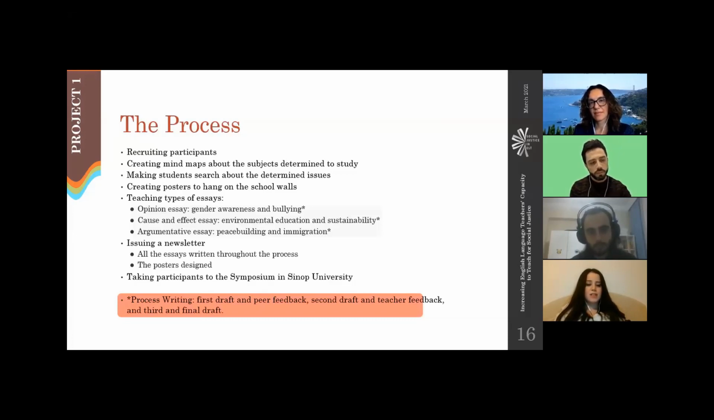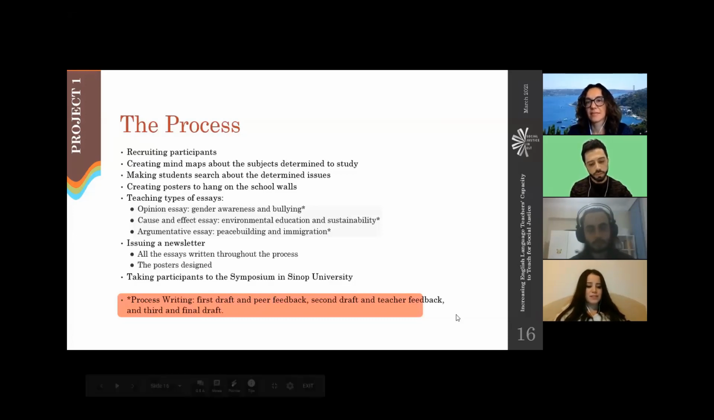And as you can see, gender awareness, bullying, and social justice issues, as I mentioned before, were the social justice objectives of the project. And all the writing processes go like this: first draft and peer feedback, second draft and teacher feedback, and the third draft and final draft. After that, all the essays written throughout the process and the posters designed were included in the newsletter.